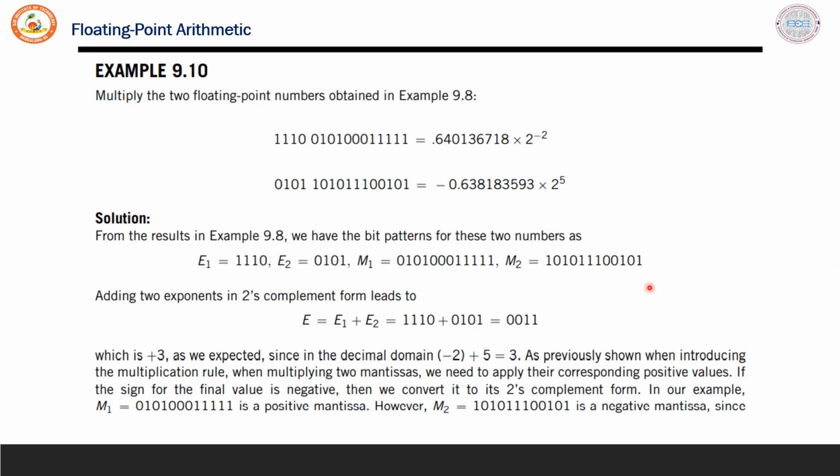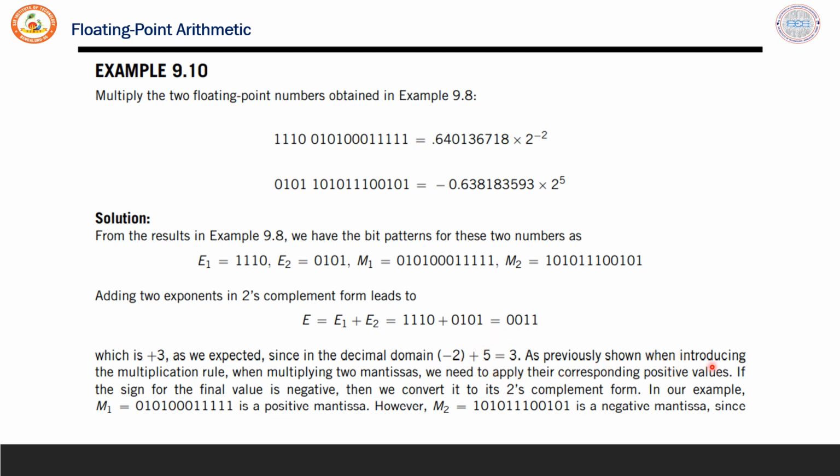Coming to the operation of multiplication, once again we are taking these numbers as shown in the example here. We individually find the exponents. So E1 is this, E2 is this, M1 is this, and M2 is this. Now we have learned that we have to add two exponents in the 2's complement form. The addition of those two in 2's complement form gives you the result 0011, which is plus 3. Now in the decimal domain, if you add the powers, it is minus 2 and 5, we are getting an answer which is plus 3. So the answer is correct.